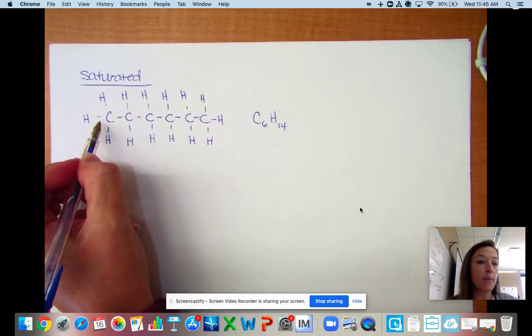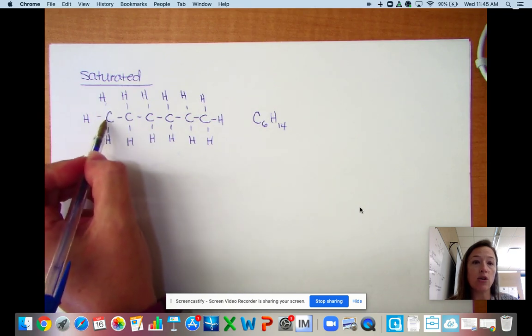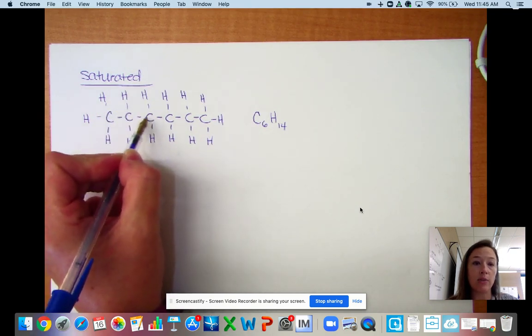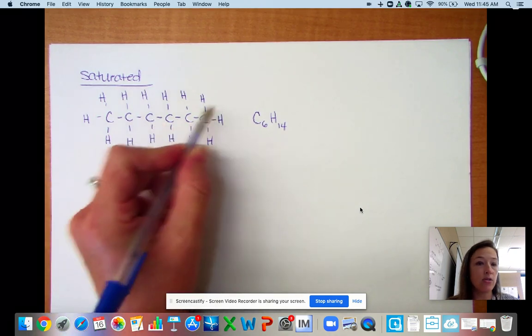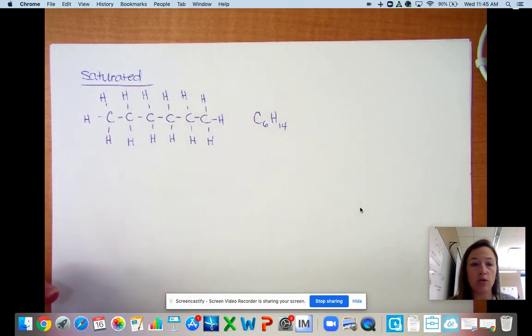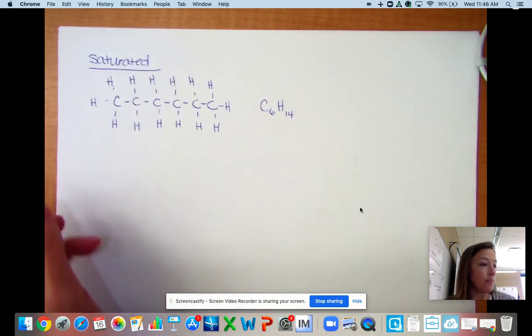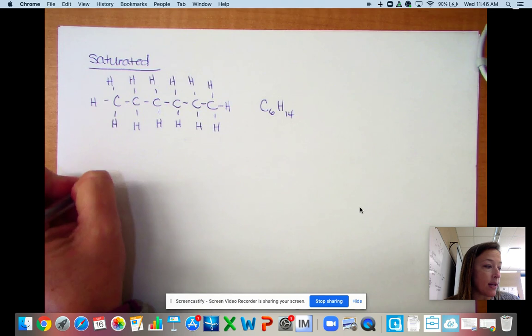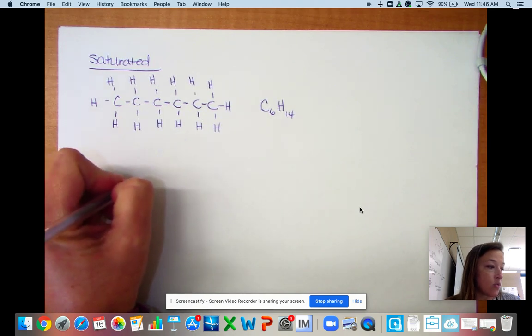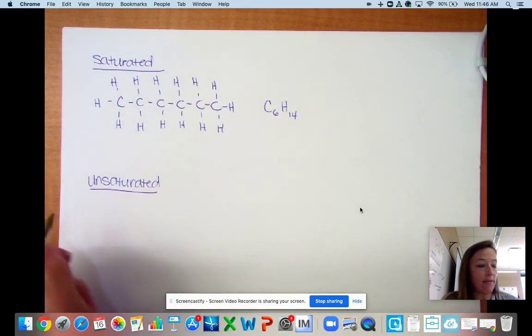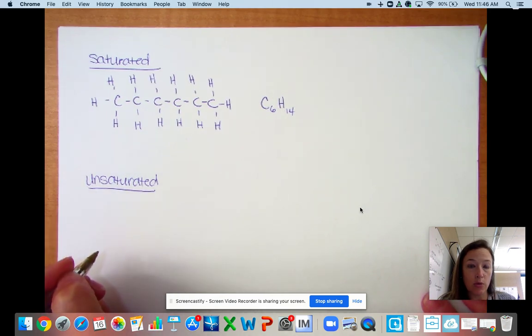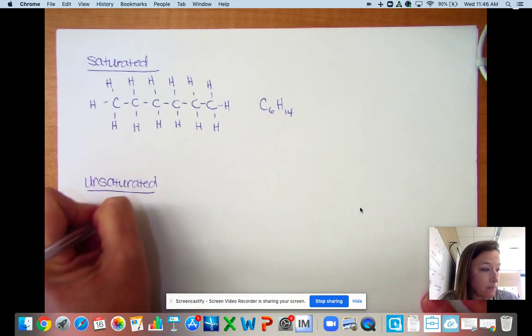Carbon can form 4 bonds. And so if you look at each of these carbons, they have 4 bonds, either with another carbon or with a hydrogen. So there's nowhere to squeeze any more hydrogens in. Okay, so they are full. An unsaturated fat is one in which you have at least one double or triple bond, but potentially more.